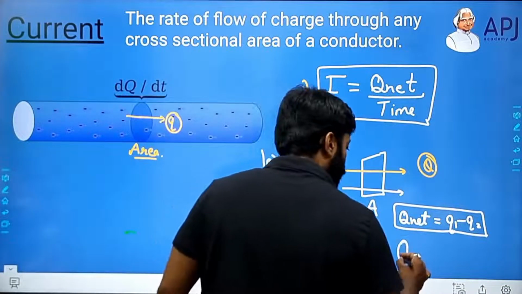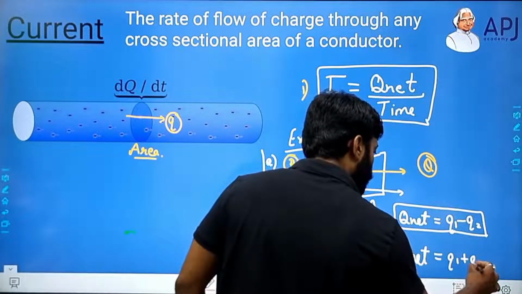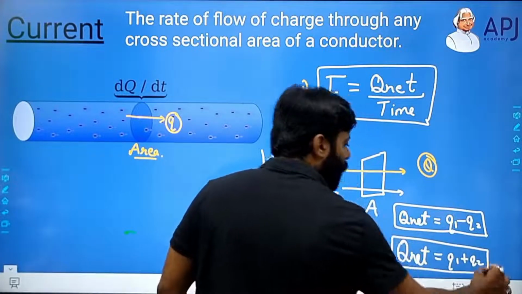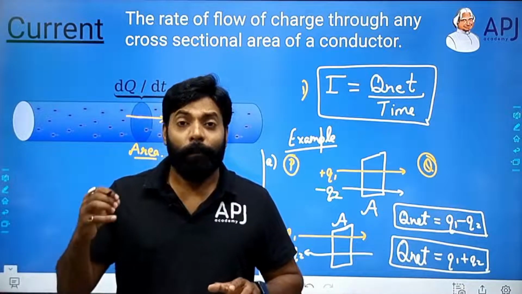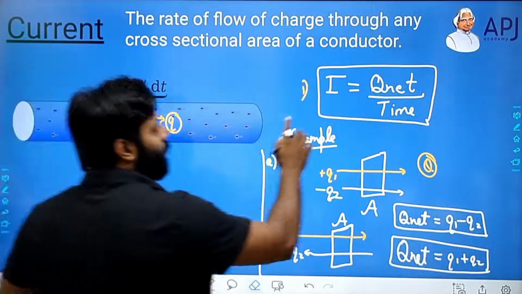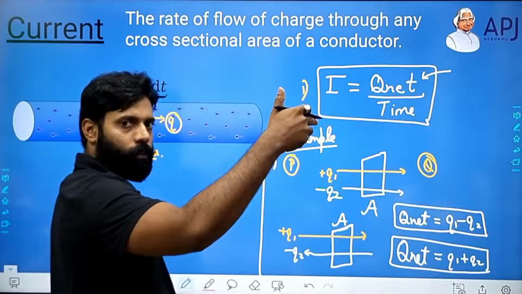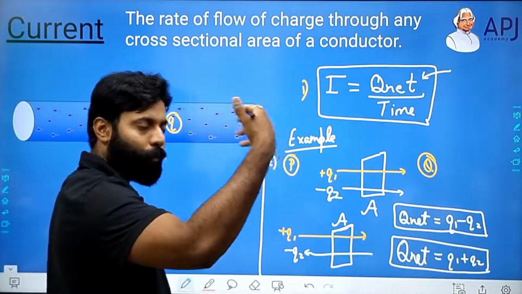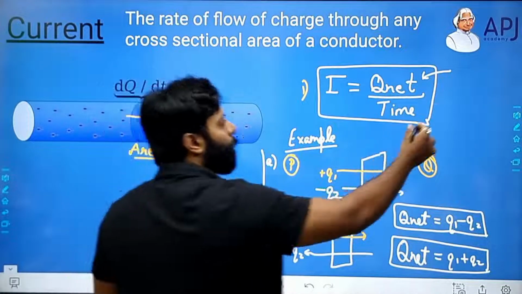So the Q net here will be Q1 plus Q2. Why, sir? Because we know that the current is a scalar quantity, but we have our directions convention as well. So Q net is basically the flow of positive charges, right? Direction of current we generally take from positive direction to negative direction.